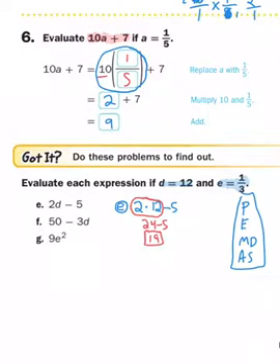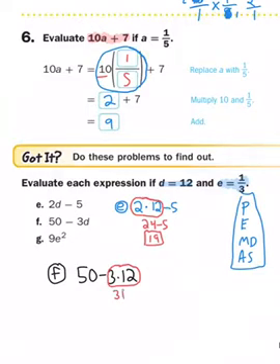Next one, we're going to do F. So problem F I'm going to do right here. And we have 50 minus 3 times D is 12. Okay, now did you follow PEMDAS? Did you multiply before you subtracted? 3 times 12 is 36. You do 50 minus 36, which is 14. If you had 14, give yourself a C.